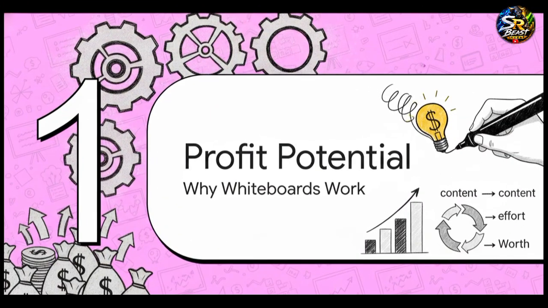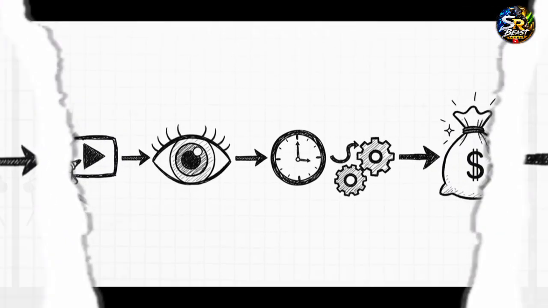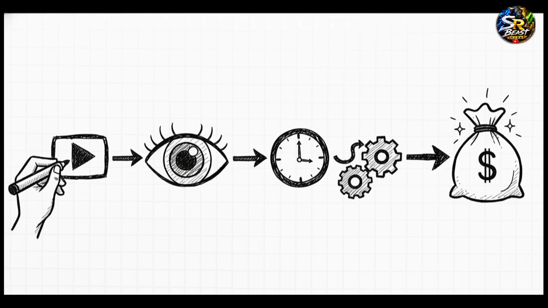Section 1. The whiteboard profit potential. Okay, so the core formula for your success here really starts with that unique, hand-drawn aesthetic. There's just something fundamentally captivating about watching a drawing literally come to life in real time, right? It's like a magic trick happening right in front of you.